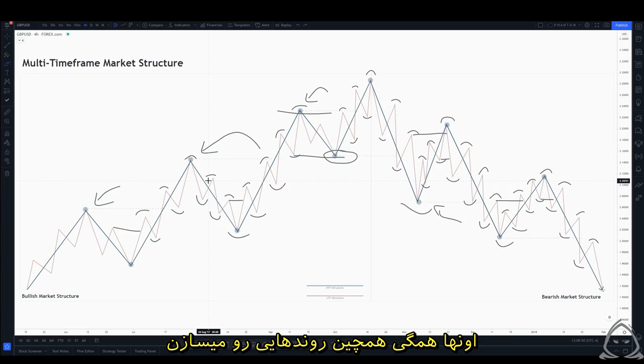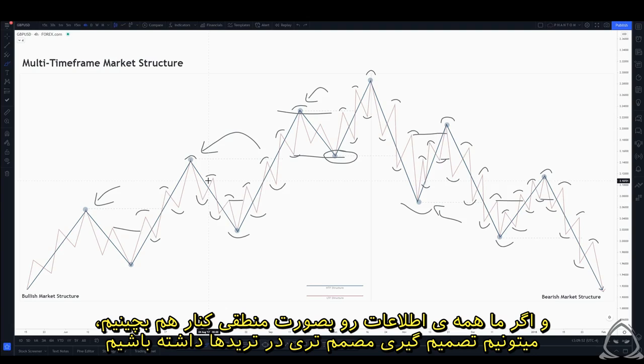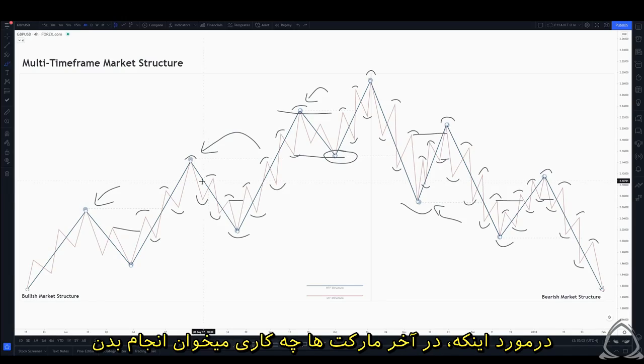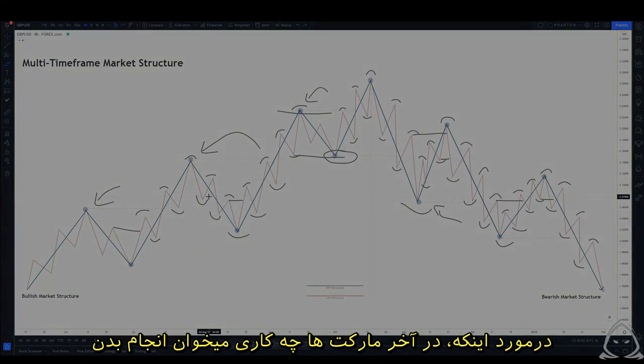They're all building these sorts of trends, and if we can put all of the data together in a logical manner, we can make incredibly informed trading decisions based on the order flow. We start to throw in supply and demand concepts, and that opens up a world of possibilities on what the markets are ultimately going to be doing.